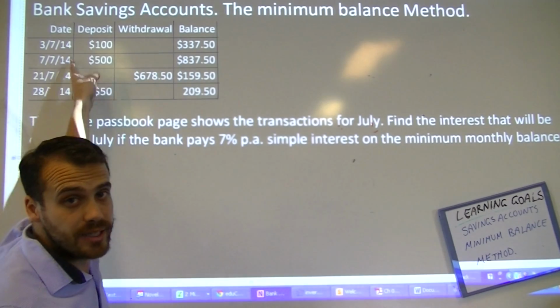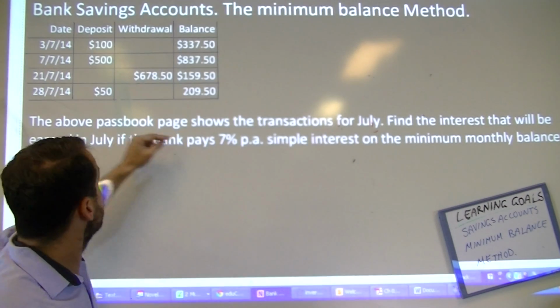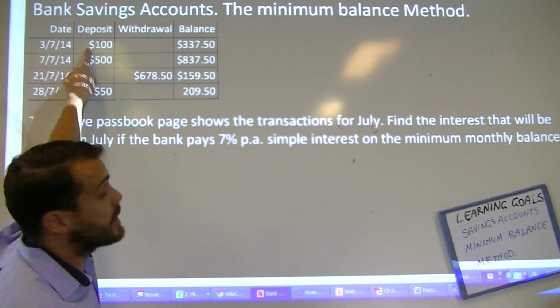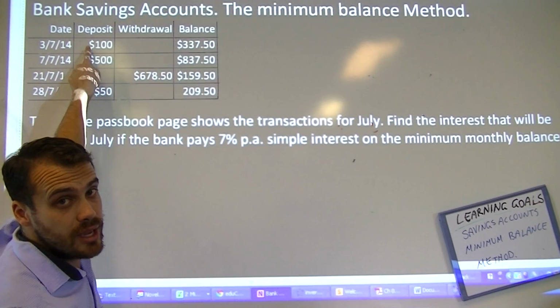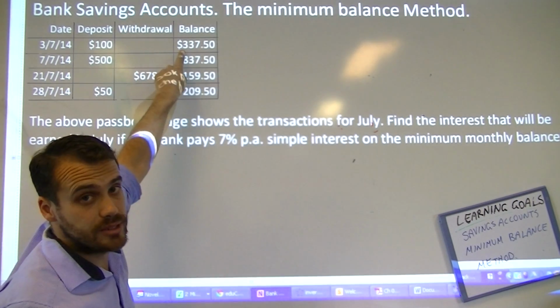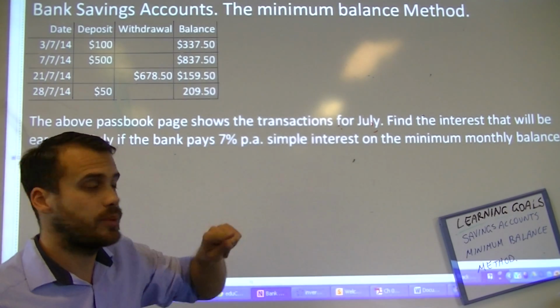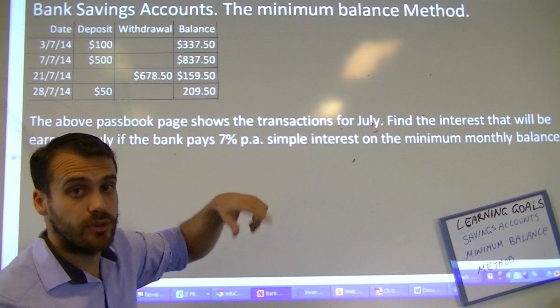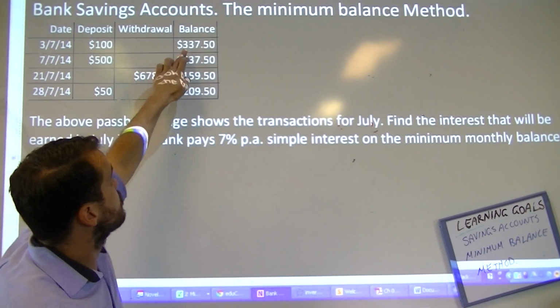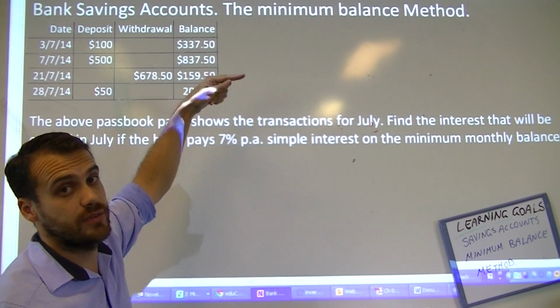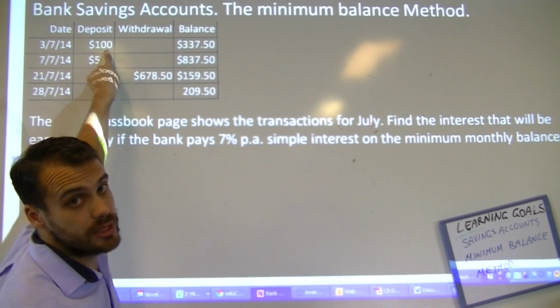This is a person's bank statement up here. You can see that on the 3rd of the 7th they made a deposit of $100, and that deposit brought their total balance to $337.50. We can backtrack and say that at the start of the month, on the 1st of the 7th, they must have had a balance of $237.50 before that deposit was made.